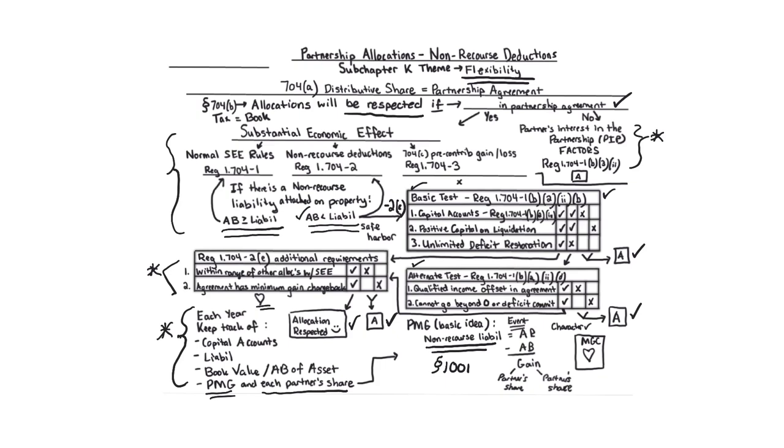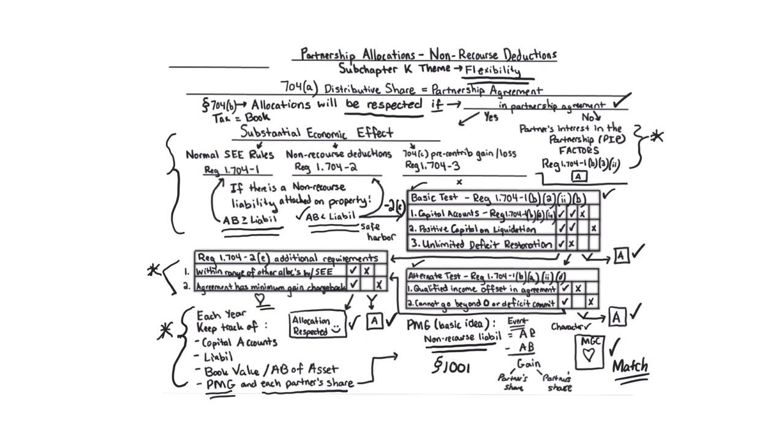We also have to determine the partner's share, and that's what the minimum gain chargeback stresses. It makes sure that you keep track, you match each partner's share of the benefit that they got over time. That's the minimum gain chargeback. So that's really everything when it comes to non-recourse deductions.